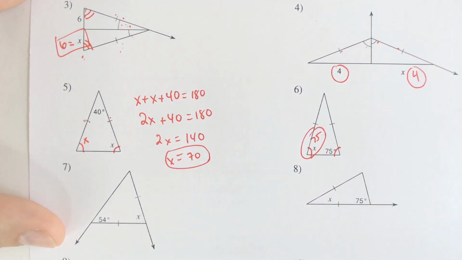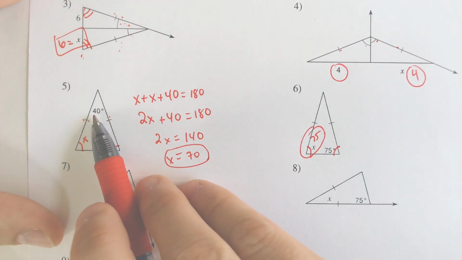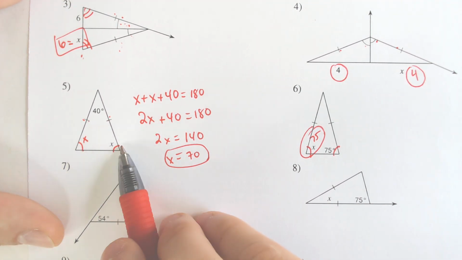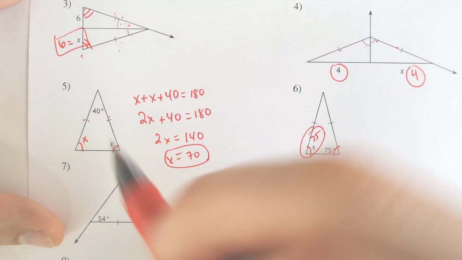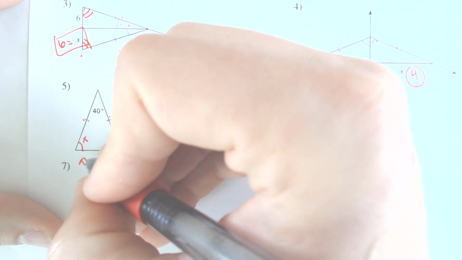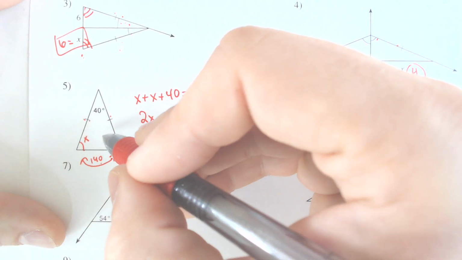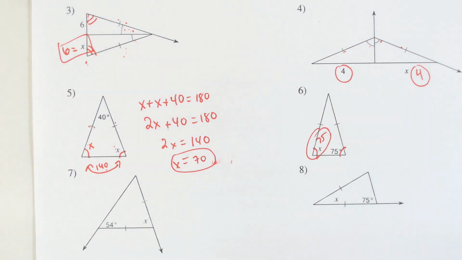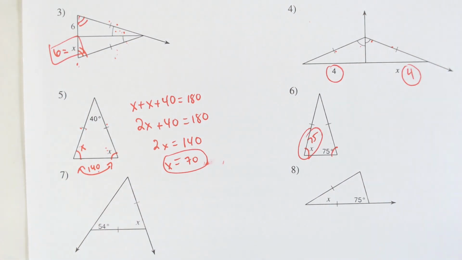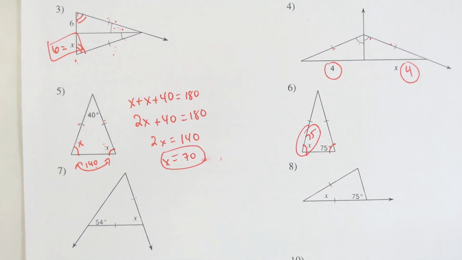The quicker way to do it is realizing that if these two angles are equal, and we've already used up 40 here, that means between both of these they have to be 140. And then if you cut it in half, you get 70 for each. So that's essentially what we did equation-wise, but you kind of do it almost mentally.